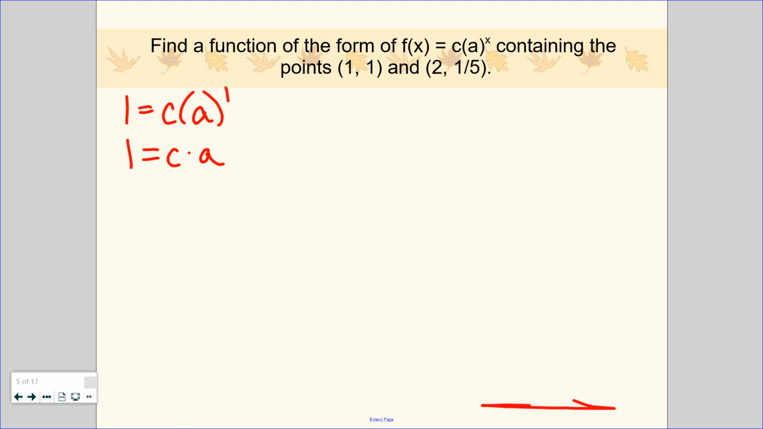Plug in (2, 1/5). So 1/5 is my Y: 1/5 equals C times A squared. And again, I still have 2 variables, nothing I can simplify at this point. So I have 2 equations that contain the same 2 variables. What is that called? Starts with an S. System. It is a system of equations.